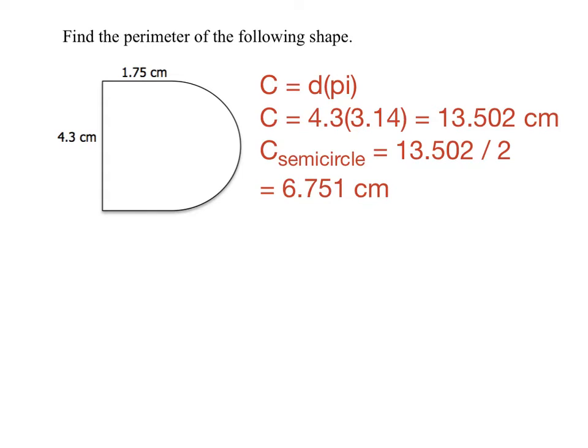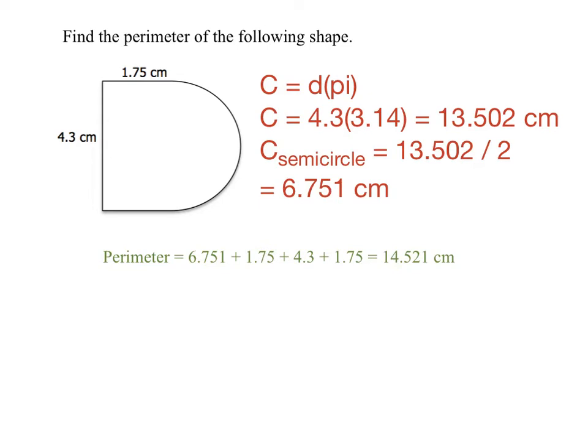Now that we have the circumference of the semicircle, we can simply add it to the three remaining sides. We have 1.75 down here, 4.3 and 1.75 across. And our perimeter then is 14.521 centimeters.